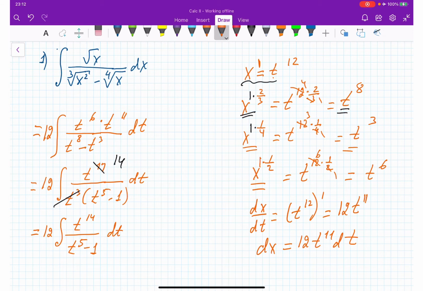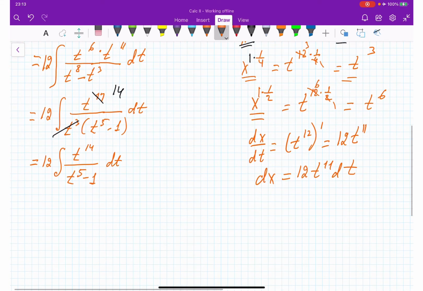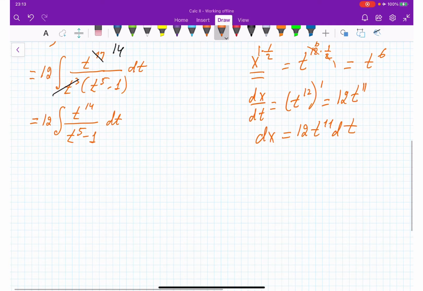What is going to be next? I could substitute, but I'm going to do the following this time. I'm going to divide t to the power 14 by t to the power 5 minus 1 and take the whole part out, doing a long division. Whoever doesn't remember how to do long division, search my channel. I think I will put the reference at the end of the screen, long division. So whoever doesn't remember, you can go and watch it.